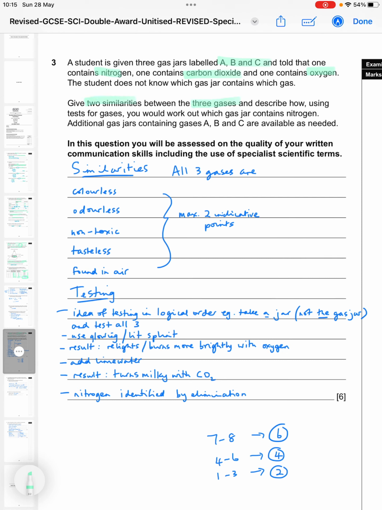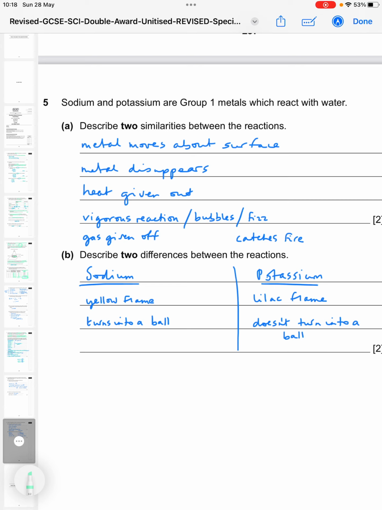Final question. Sodium and potassium are group 1 metals which react with water. Describe 2 similarities between the reactions. So any two of these, the metal moves about the surface, the metal disappears, heat's given out, there's a vigorous reaction, or bubbles or fizzes vigorously, and a gas is given off.